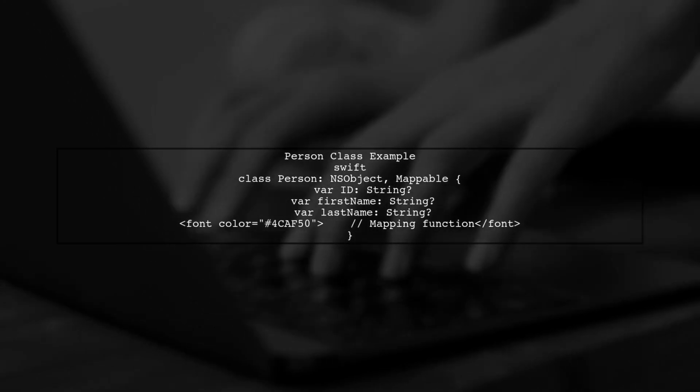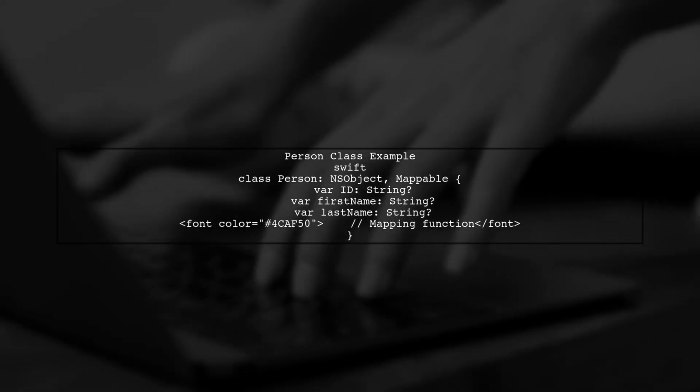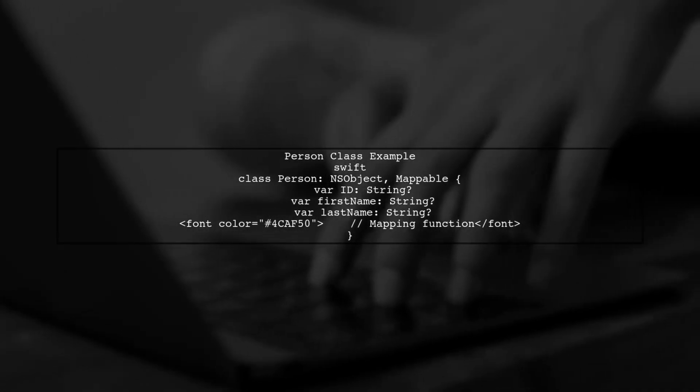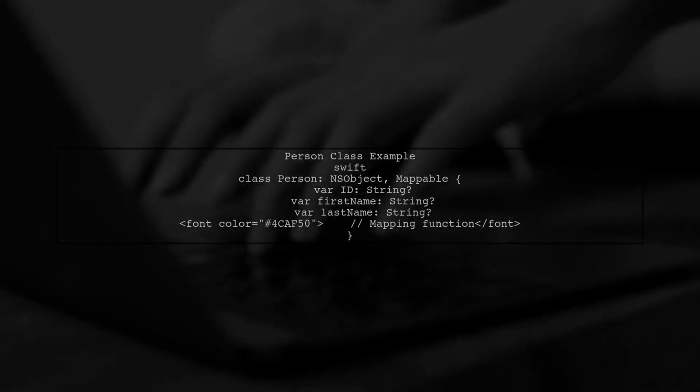However, you also have a person MO class for core data storage. The challenge arises because you need to convert between these two classes. This can lead to code duplication and maintenance issues.